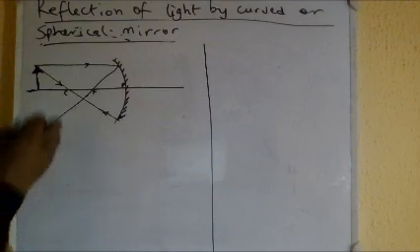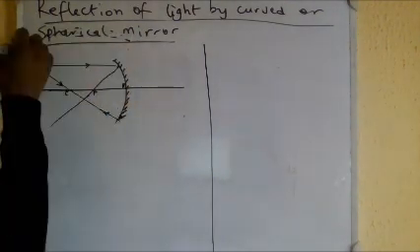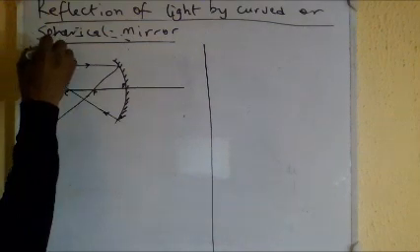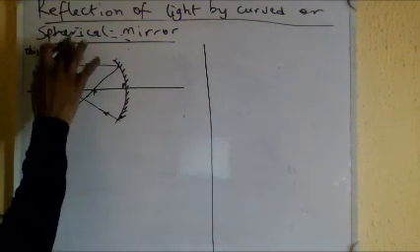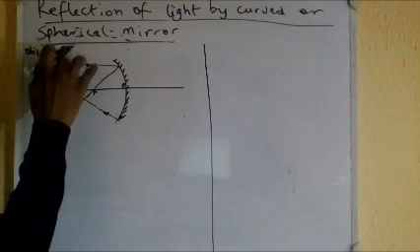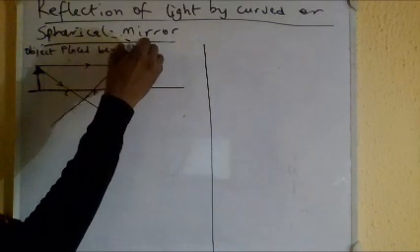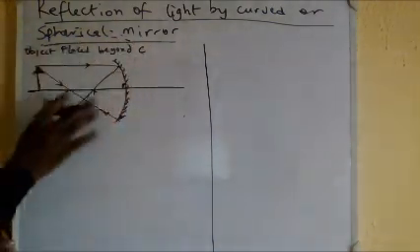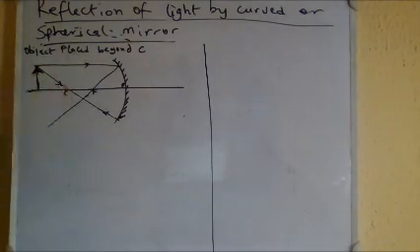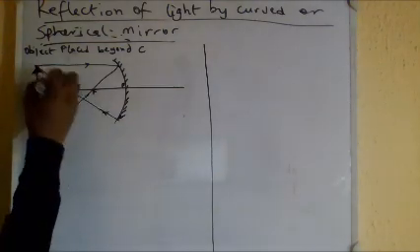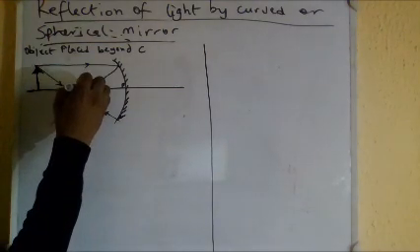So if I say object placed beyond C, that's the scenario. Object placed beyond C in a concave mirror. So these are the characteristics of images formed on the concave mirror. So where these two rays intersect is where the image is formed, and it's formed like this.